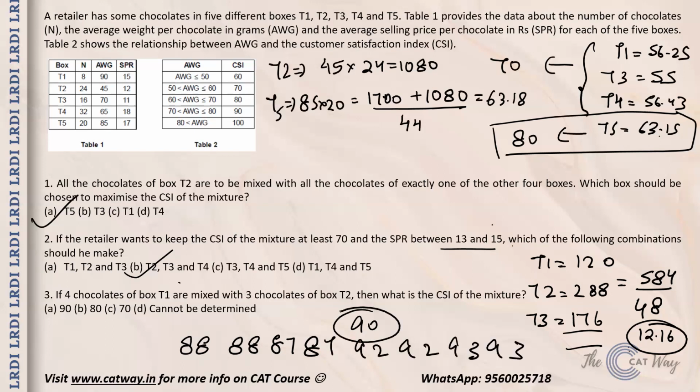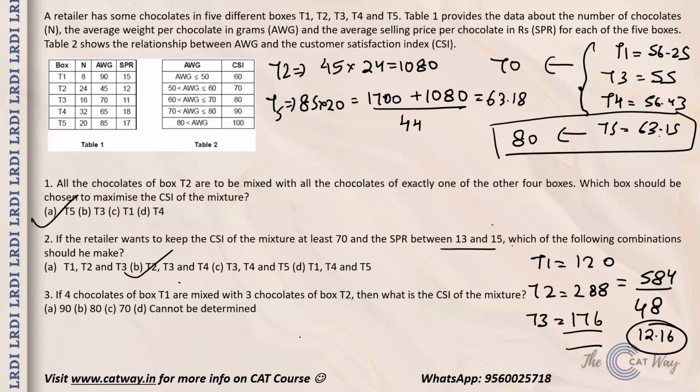Okay, and it could be 86. In that case, one of them would be a 94. So anything is possible, right? You do not know the exact average weight of the individual chocolates. So if a certain number of chocolates are taken from 2 different boxes, you do not know the average weight of them. So you will not be able to calculate the CSI. Hence, the correct option is option number D, cannot be determined.